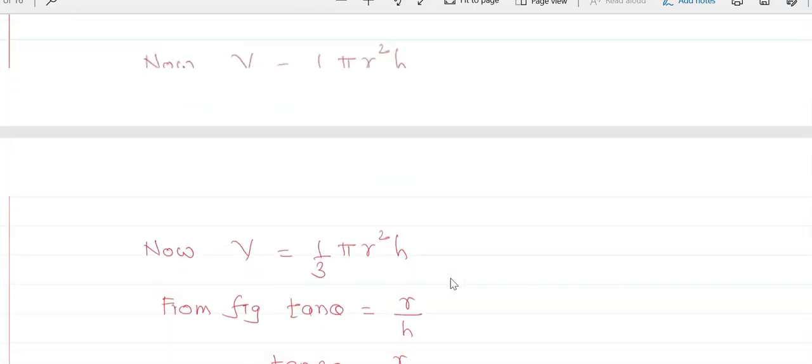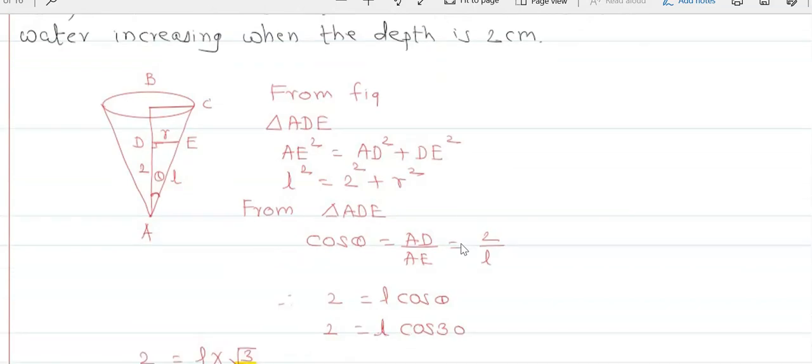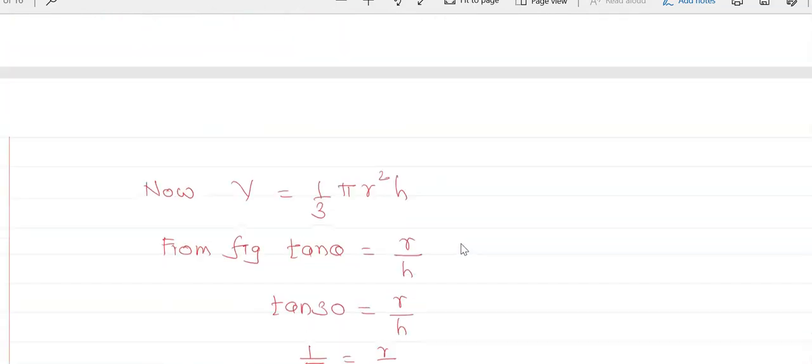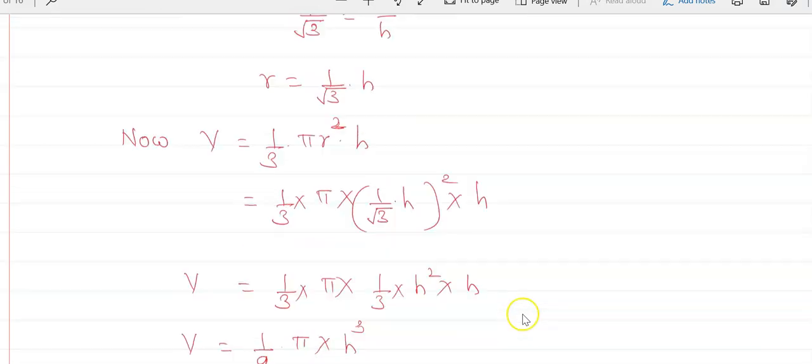And what is the volume? V is equal to 1 upon 3 pi r square into h. Now from the figure, what do we have? That is tan theta is equal to r upon h. That is tan 30 is equal to 1 upon root 3, r upon h. And we have the relation between R and H.